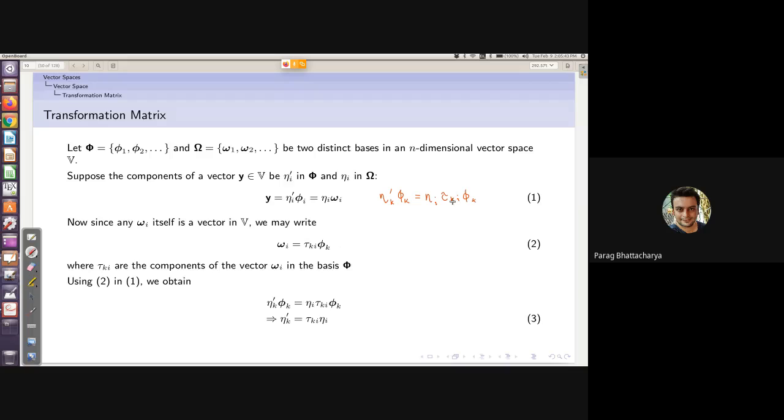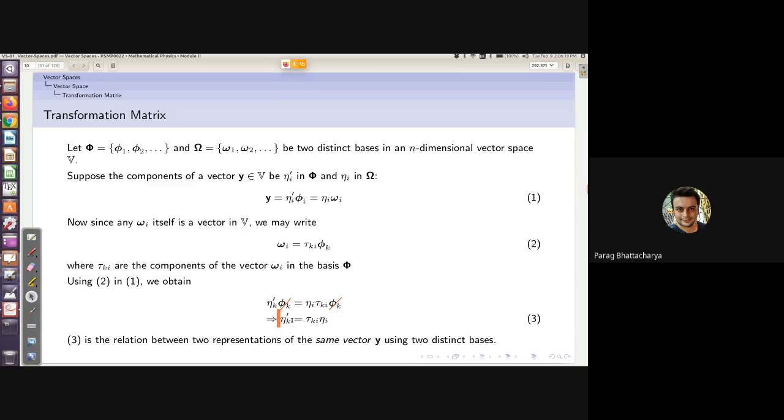Once that is done, this phi k will get cancelled. And finally, what is left behind is eta k prime is equal to tau ki into eta I. Eta k prime is equal to tau ki into eta I.